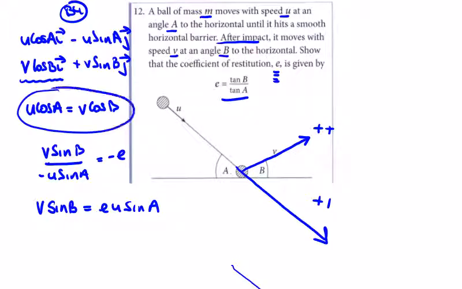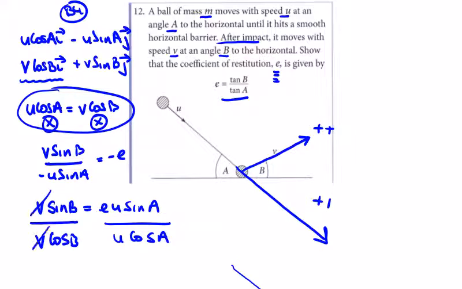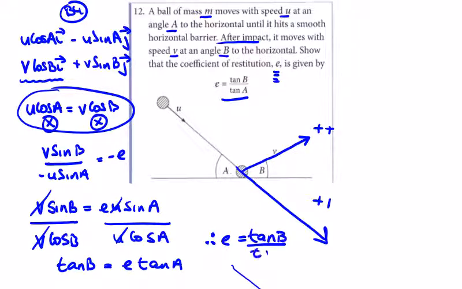Now the proof might not be as obvious as it seems, but if we take this equation and divide this one by it, and we line up our b's, I'm going to get v sin b divided by v cos b. So I'm dividing equation 2 by equation 1, so u cos a goes on the right. You can see here the v's cancel, the u's cancel, and we're left with sin b over cos b, which is tan b, equal to e times sin a over cos a, which is tan a. So therefore e is equal to tan b over tan a, which is what we were asked to show.